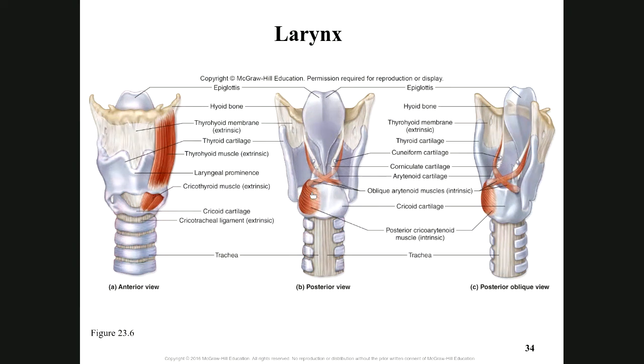We have some intrinsic muscles in this part, and also we have some intrinsic and extrinsic ligaments. This is the extrinsic membrane or ligament, and inside you can see the intrinsic ligaments. And the intrinsic ligaments are very important for making sound. We can divide them into vocal ligament and vestibular ligament, which I will show you in the next slide.